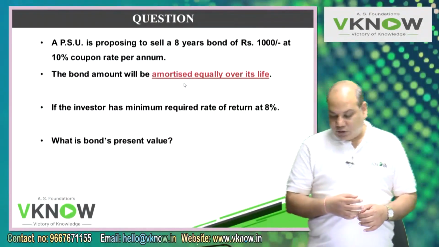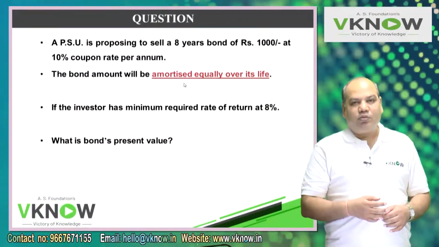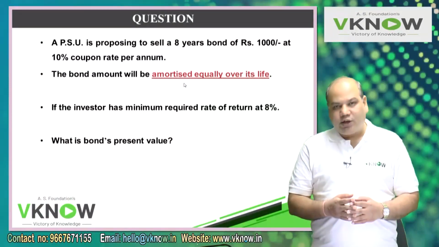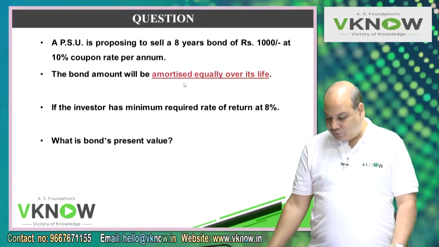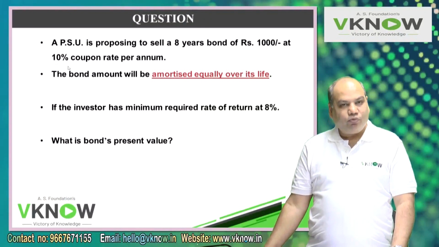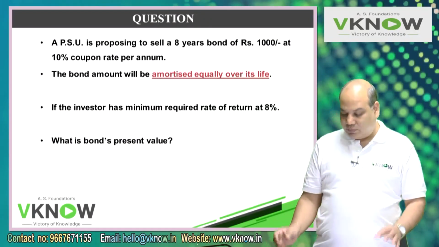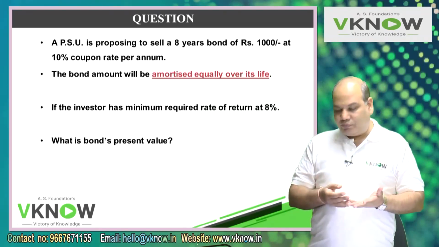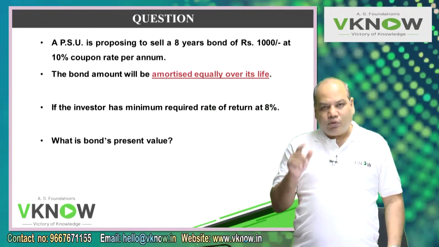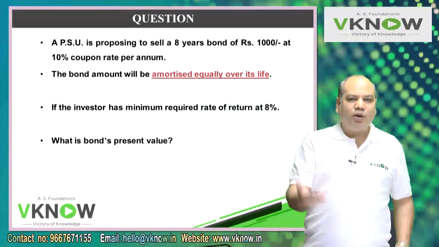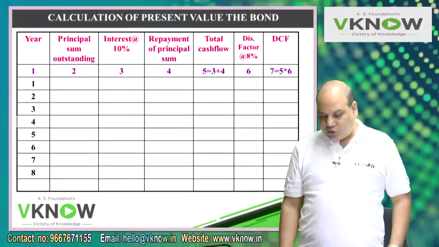What is the discount rate? The investor has a minimum required rate of return of 8%, which means you will use 8% as a discount rate. Now, observe one thing. Required rate of return in this question is less than coupon rate. What will happen to the final answer? The final answer will be more than the face value. If the face value is 1000, you will find in this question your final answer will be much above 1000 rupees. So let us solve.